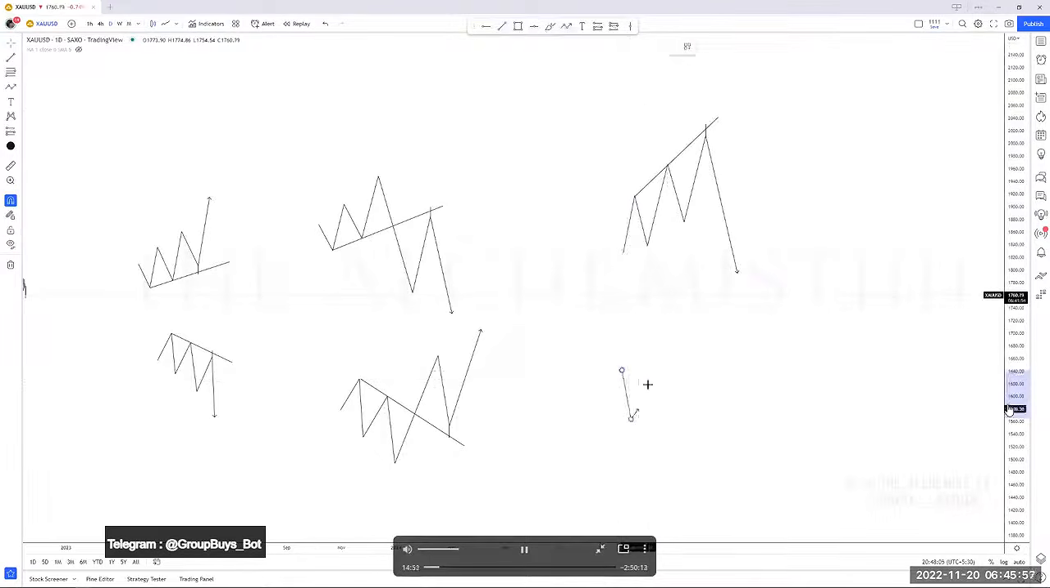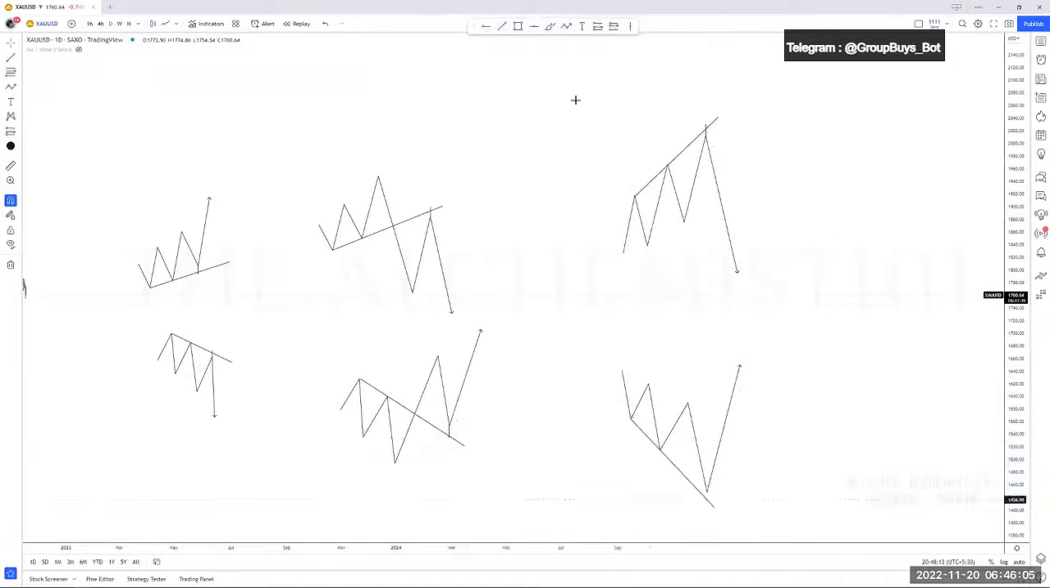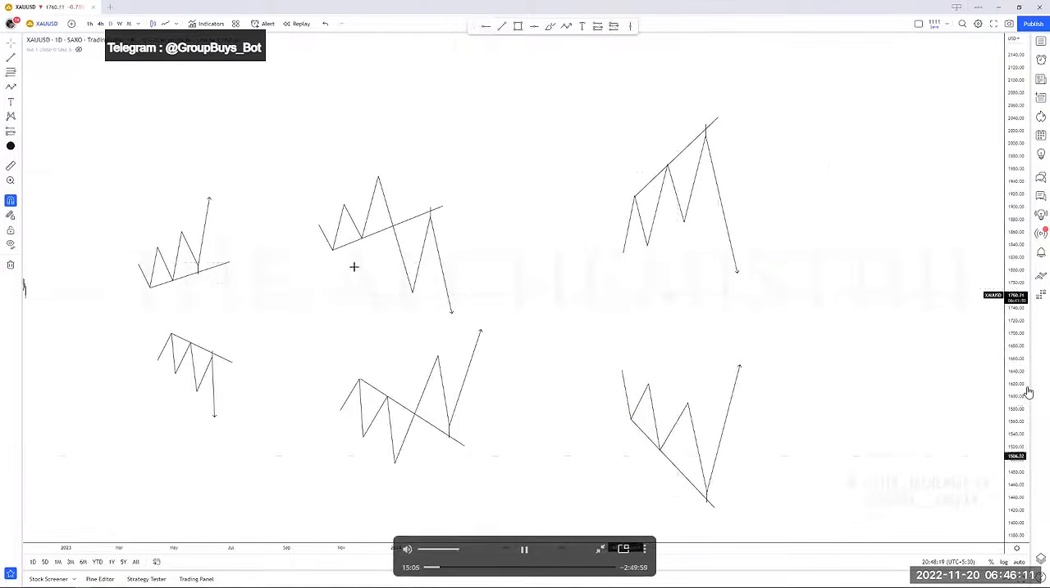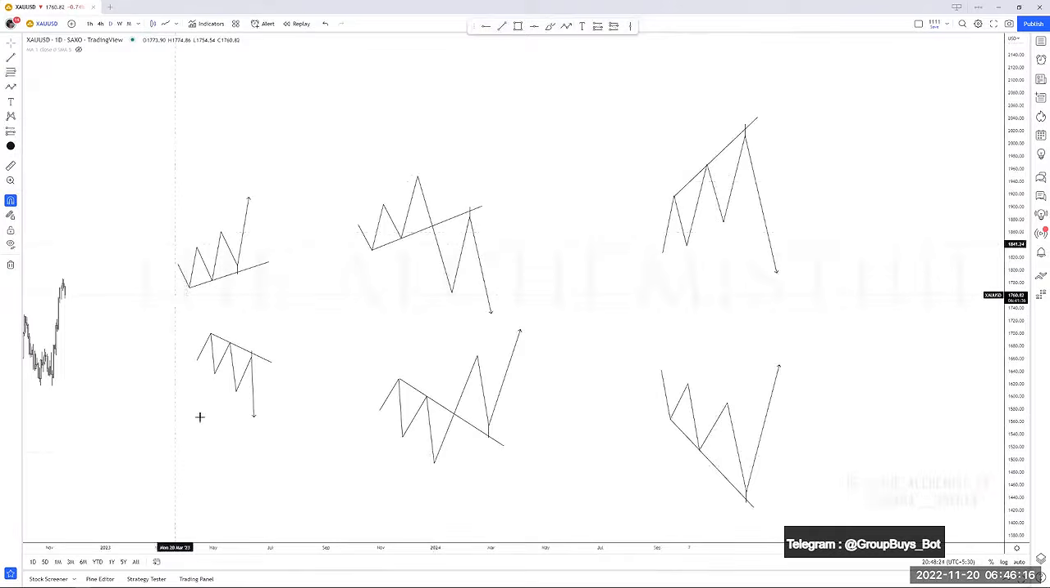And the same thing in here, like this. First touch, second touch, third touch, and then we expect it to fly. This is what we are expecting, but it's not as simple as it seems, because there are some things that you should add into the trend line.